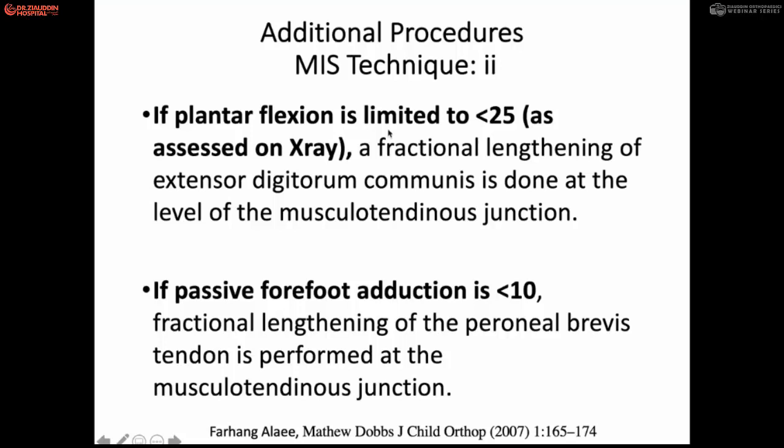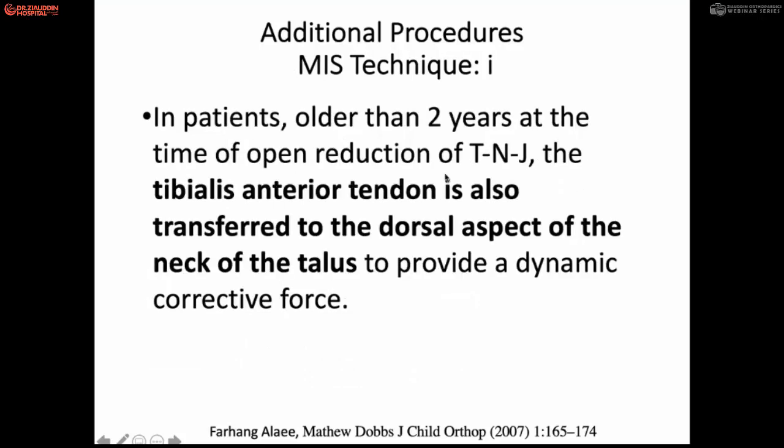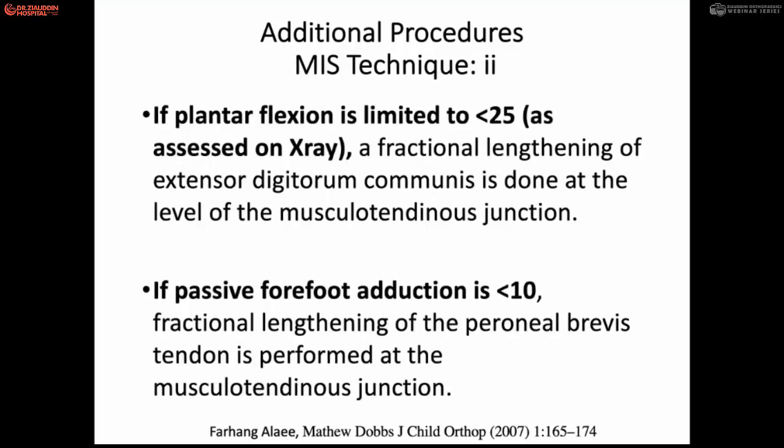If plantar flexion is limited, this is an indication. If plantar flexion is limited to 25 degrees as assessed, a fractional lengthening of extensor digitorum communis is also needed. So initially you do the transfer of the anterior tibial tendon through the neck of the talus, to keep the talus in the horizontal, plantigrade position. And secondly, if the plantar flexion is less than 25 degrees, it means there is a contracture of extensor digitorum communis. So you have to do fractional lengthening through an additional incision at the mid leg, and you do the fractional lengthening of the extensor digitorum communis.